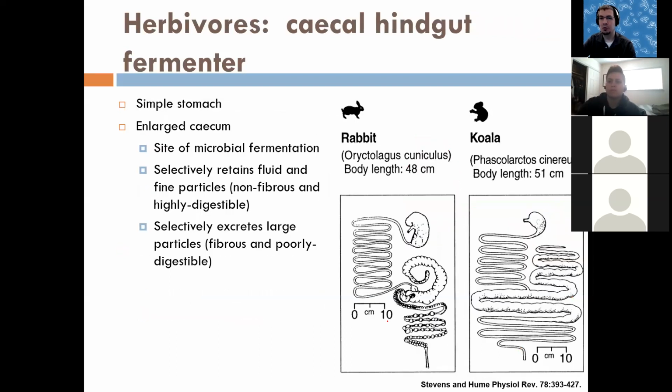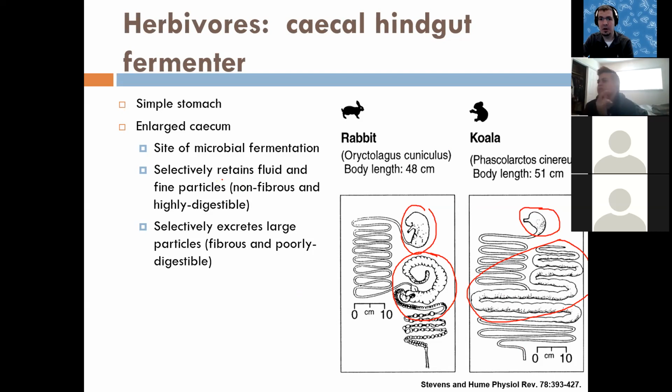Okay. So we'll shift to the hindgut fermenters. We'll begin with the cecal hindgut fermenters. And what we see is they have a simple stomach, just like the carnivores, frugivores, and insectivores. Microbial fermentation is not happening there. They have a very large cecum, though. We can see the cecum in the rabbit and the koala. The cecum and part of the colon is very large. This is the site of microbial fermentation.